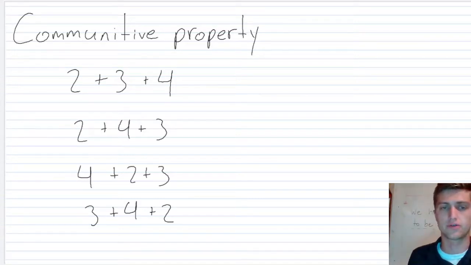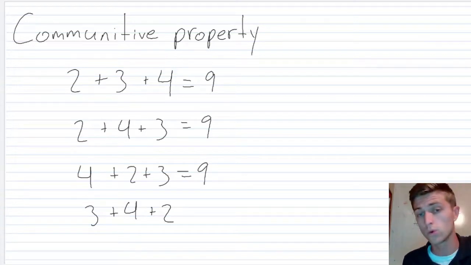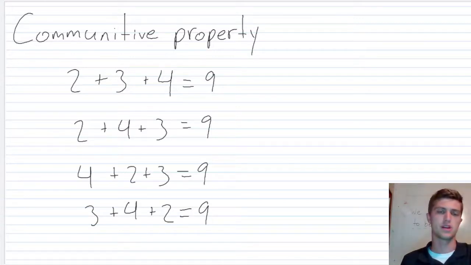What's 2 plus 3 plus 4? 9. What about 2 plus 4 plus 3? Also 9. What about 4 plus 2 plus 3? Also 9. What about 3 plus 4 plus 2? Also 9. Okay. That one's pretty straightforward. This is called the commutative property of addition.